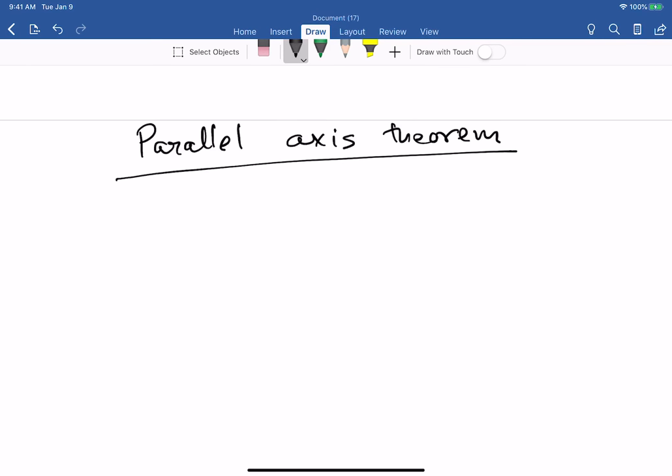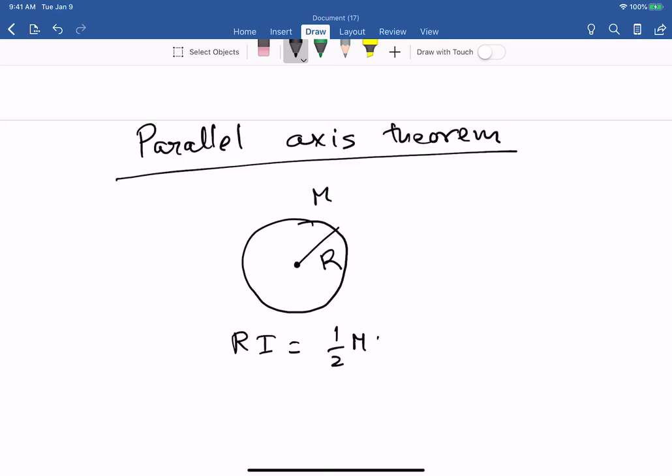Okay, so we talked about how if you have a disk, then that's going to have a certain rotational inertia about an axis which passes through its center and is perpendicular to the disk, right? In fact, if you look it up in the table, it's going to be 1/2 mr squared. If the radius of the disk is r, mass of the disk is m, then the rotational inertia would be 1/2 mr squared. And this is just from the table.